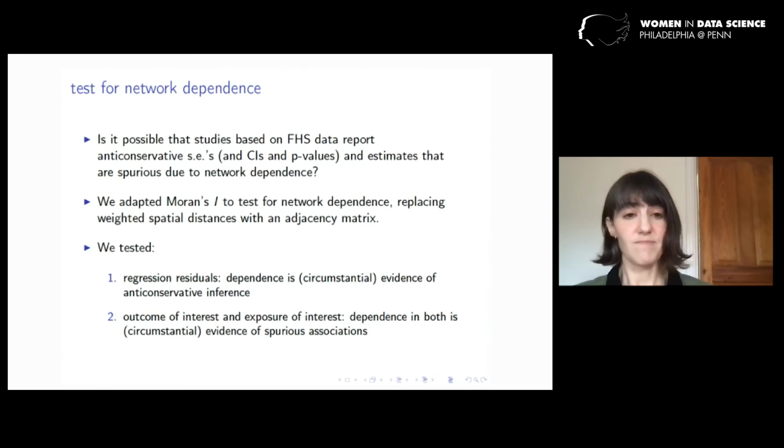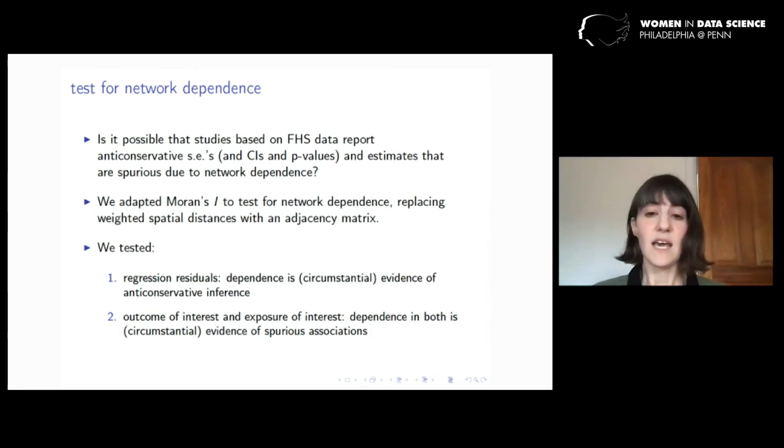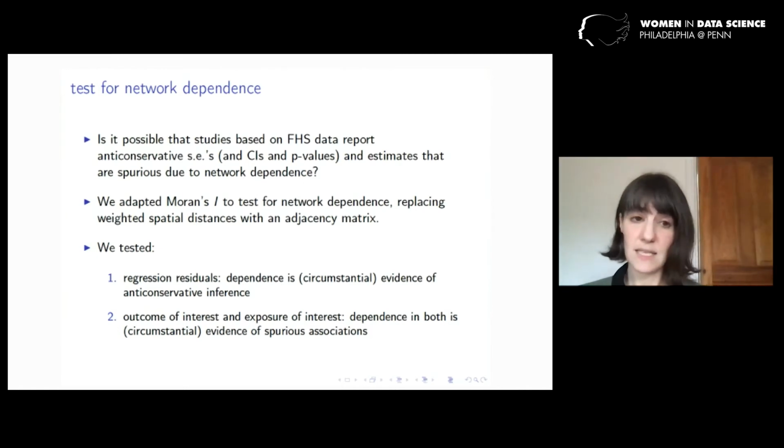So if you've taken a regression course, you may remember that the errors or the randomness around the fitted regression line are supposed to be independent. And if we find evidence of dependence instead in those residuals, we interpret this as circumstantial evidence that inference that relies on the assumption of independence might be anti-conservative. We also tested for dependence in the primary predictor or exposure of interest and in the outcome of interest. And if we found evidence of dependence in both the exposure and the outcome, then we took this as circumstantial evidence that the analysis could suffer from spurious associations.